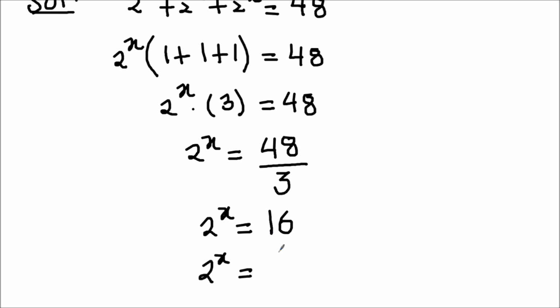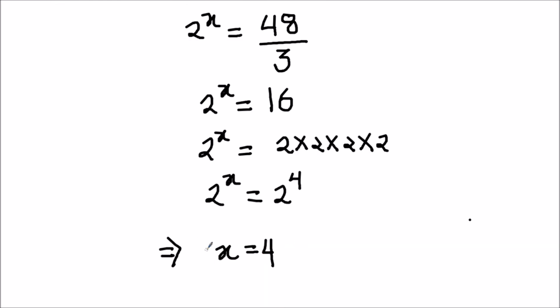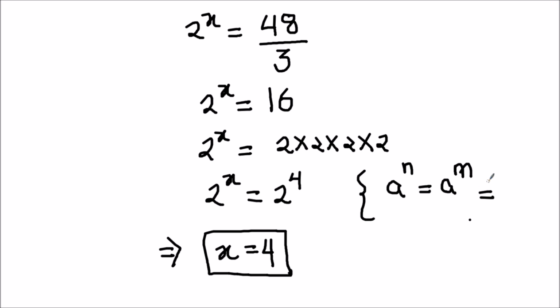To find the value of x, we are going to now write 16 in terms of exponents. So the factors of 16 are 2 times 2 times 2 times 2, which equals 2 raised to power 4, which gives the value of x equals 4. Here we have used the law of exponent, which says that if a raised to power n equals a raised to power m, then n equals m. Using this law, we got the value of x equals 4. So this is our final answer.